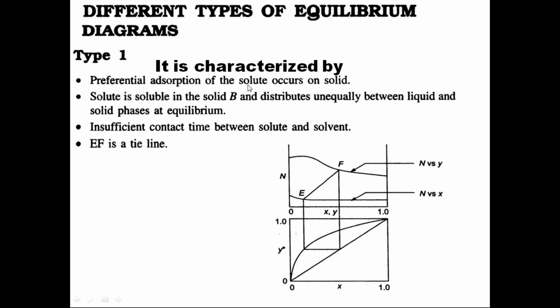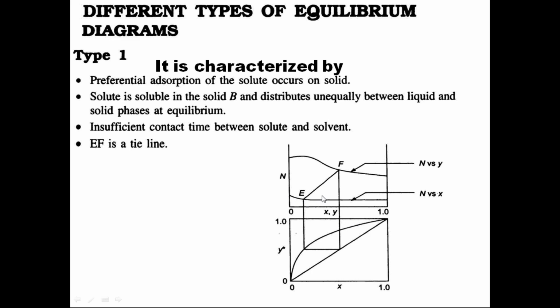If preferential adsorption of the solute occurs on the solid, the solute is soluble in the solid and distributes unequally between the liquid and solid phase at equilibrium. Whatever C is there, the C distributes unequally between the liquid phase and the slurry phase. Insufficient contact time between the solute and solvent will give this type of diagram.